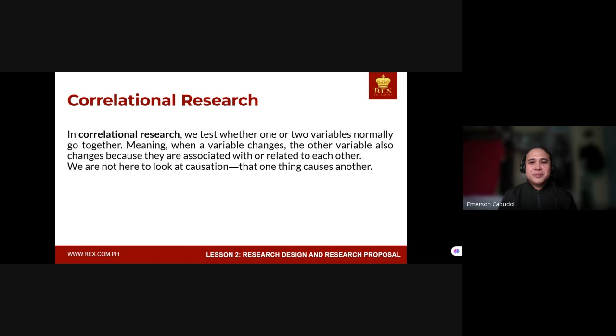Another example could be a business investigating the relationship between employee satisfaction and customer loyalty in a retail setting. They may find a correlation between the two, but cannot definitively claim employee satisfaction causes customer loyalty.